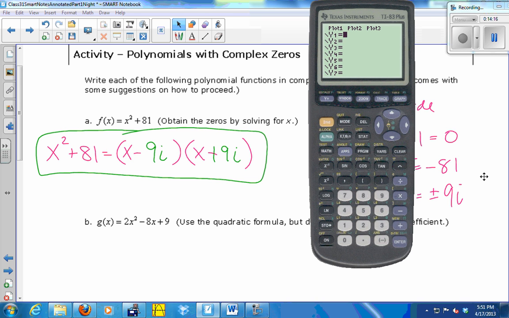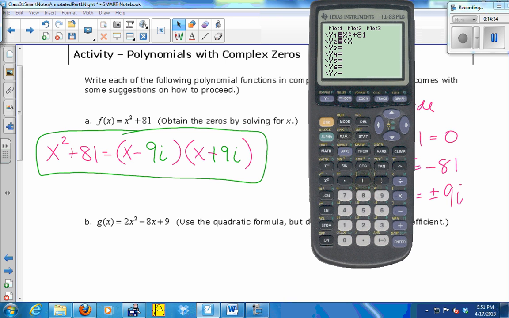I think this will work. All right, so I'm going to put the left side of my equation, x squared plus 81, in y1, and in y2, put the factored form. They should be the same, right? If they're equal, the two graphs should be the same.